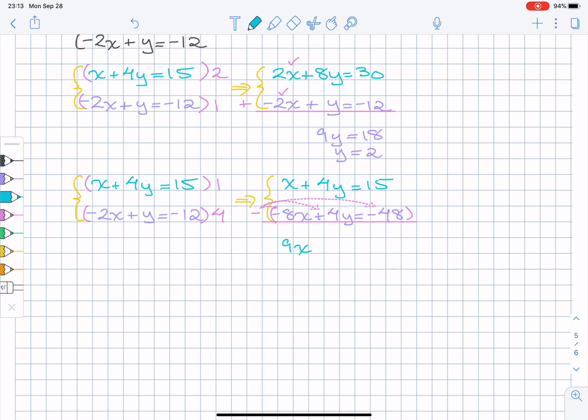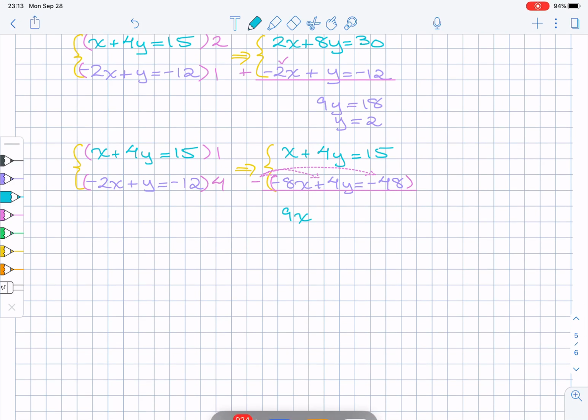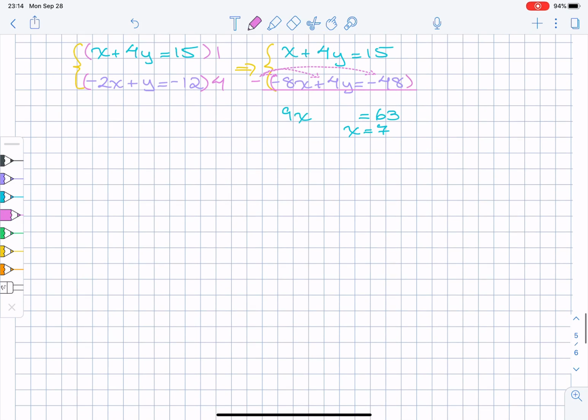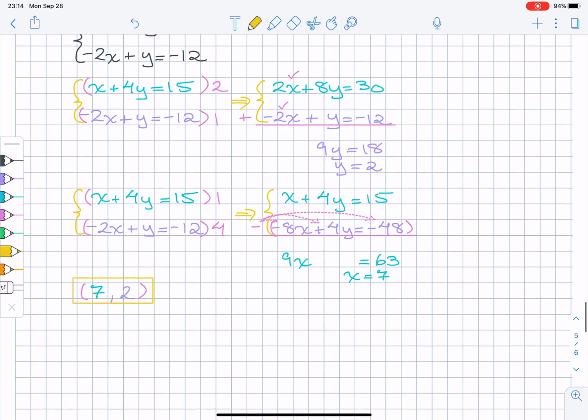is 9x. The 4y's reduce to 0. 15 plus 48 is going to be 63. Well, 9 goes into 63 7 times, so I claim the solution here, x comma y, is going to be 7 comma 2. That's the point where these two lines intersect.